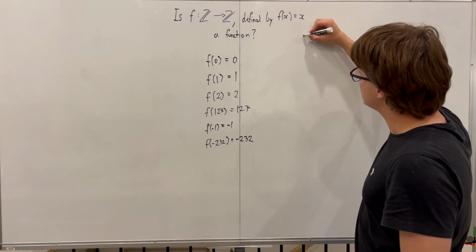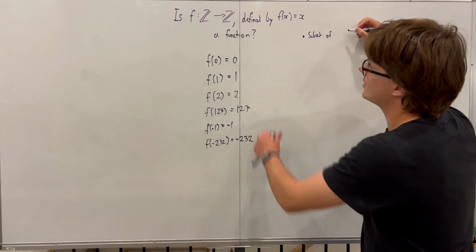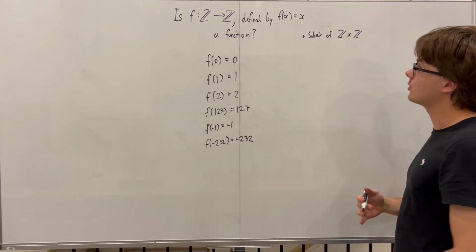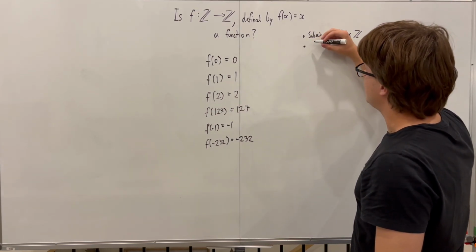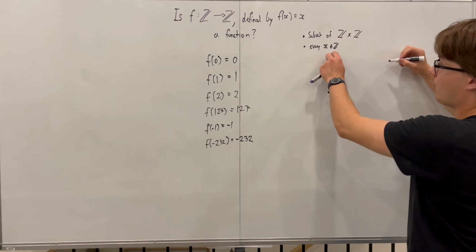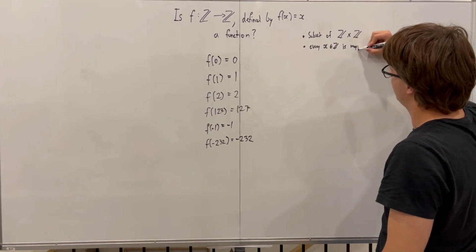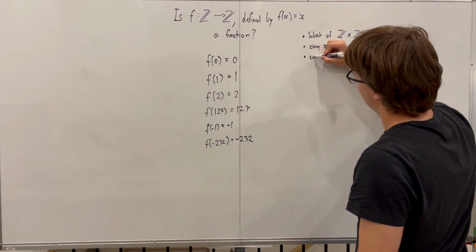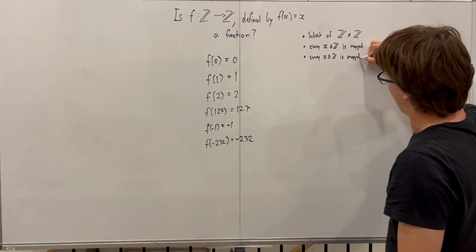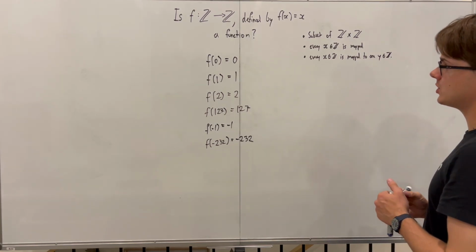Our definition says the function must be a subset of, in this case, our domain and codomain, which is going to be the Cartesian product of the integer sets. It must be that every x in our domain is mapped to 1 y.